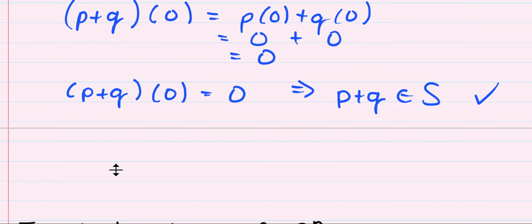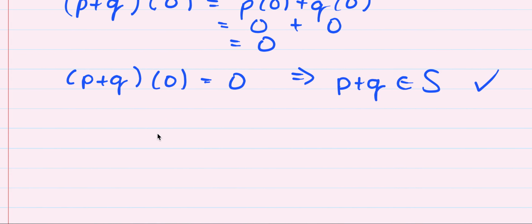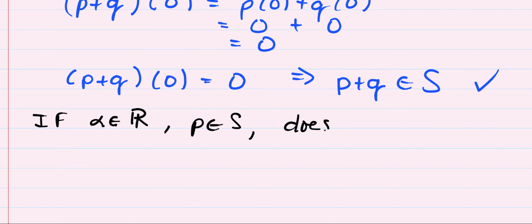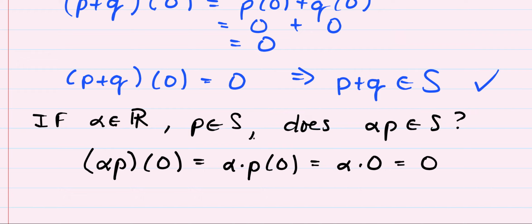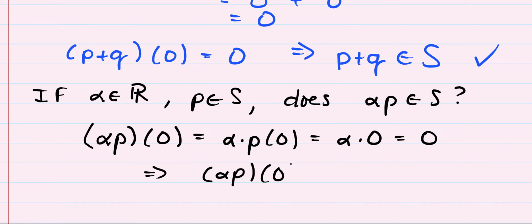The last thing we want to do is check and see if S is closed under scalar multiplication. So if alpha is a scalar and p belongs to S, does alpha times p belong to S? Well, a scalar times a polynomial of degree n minus 1 or less is a polynomial of degree n minus 1 or less. The only other thing we need to check is that alpha times p, when we evaluate at 0, we get 0. Well, this is equal to alpha times p of 0, which is alpha times 0, and any real number times 0 is 0. So this tells us that alpha times p of 0 is 0, and that gives us that we are closed under scalar multiplication.